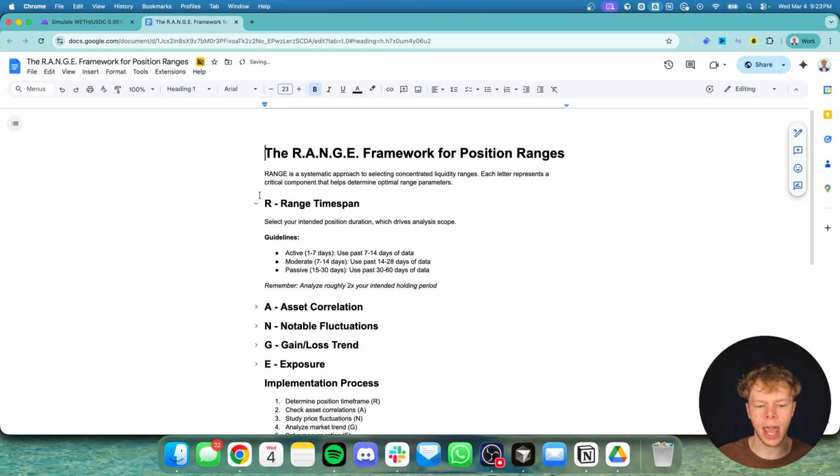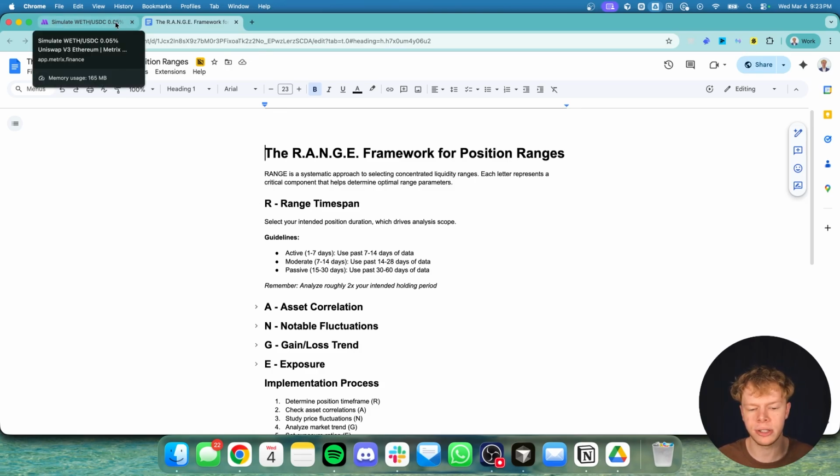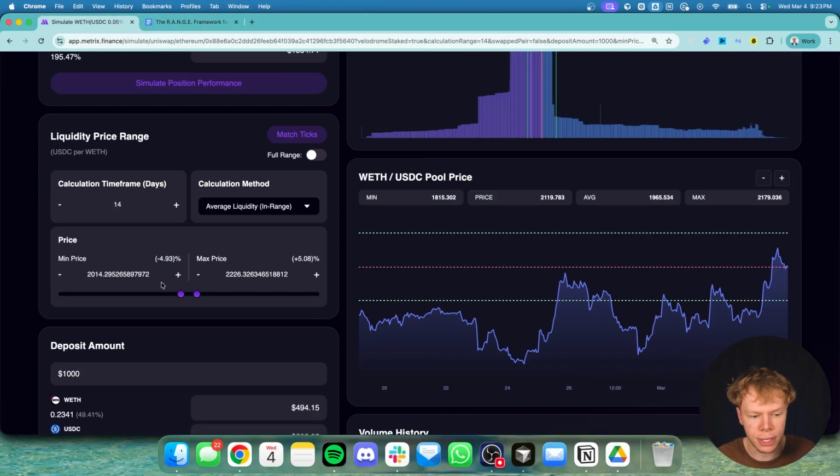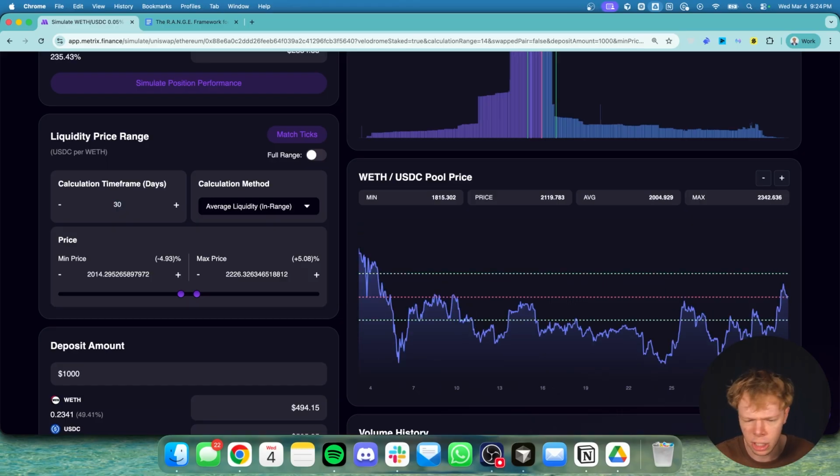So the first thing that we look at is range time span. Range time span is basically going to determine how much data you are going to factor into your range. My typical rule of thumb is going to be 30 days of data, trying to be in range for 14 days. So typically you'll say, hey, I want to be in for an average of 2 weeks before I have to rebalance. That obviously determines how much time you're going to spend managing the pool and upkeep. But if I'm looking at 14 days, then we just multiply that by 2, which comes out to 28, but I just round up to 30 because why not?